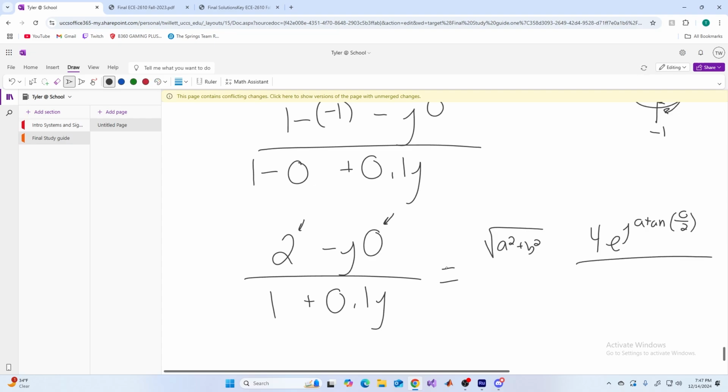And you do the same thing on the bottom. You're going to have the square root of 1 squared plus 0.1 squared, e to the arctangent of 0.1 divided by 1. It's not letting me do it. I'm sorry. I'm at the edge of my paper. That's why. So you'll just get this value for each of them.